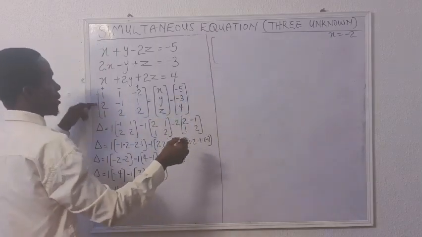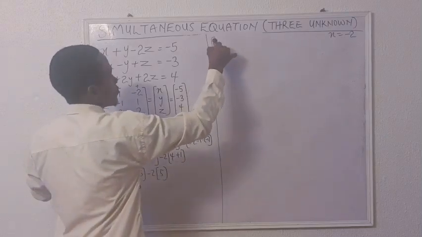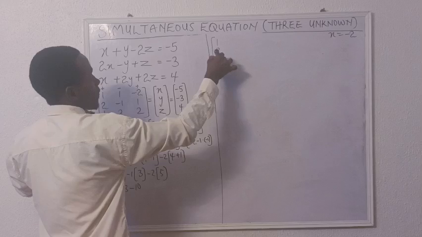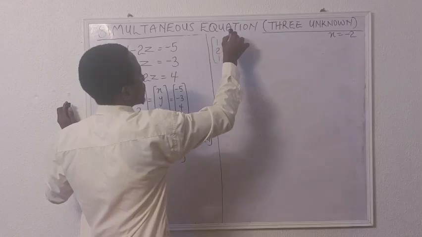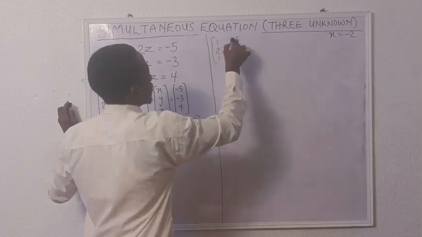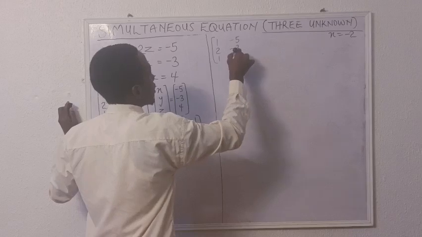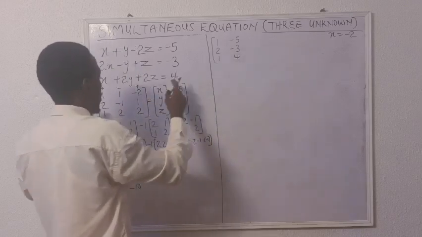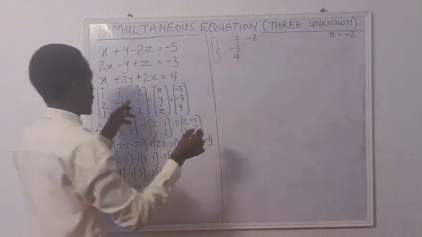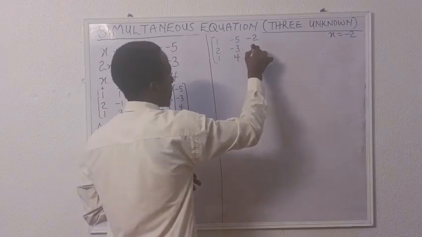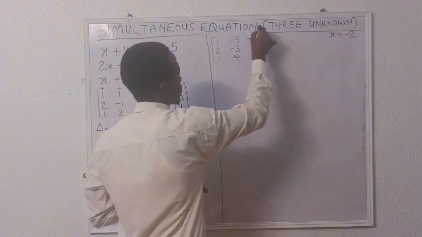So in the first column, I will not change anything. 1, 2, and what? 1. Then the second column for my Y, it has to be the answer, which is minus 5, minus 3, and what? 4. And the last column, it has to be the original number, which is what? Minus 2, 1, and minus 2.